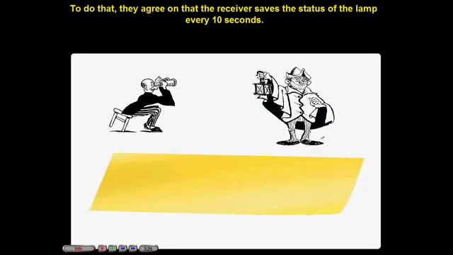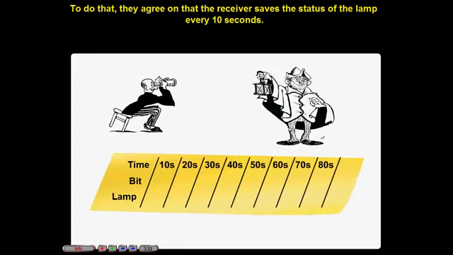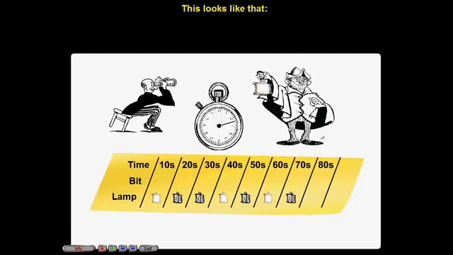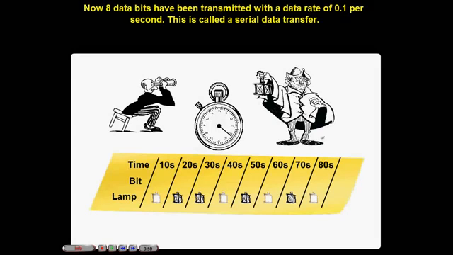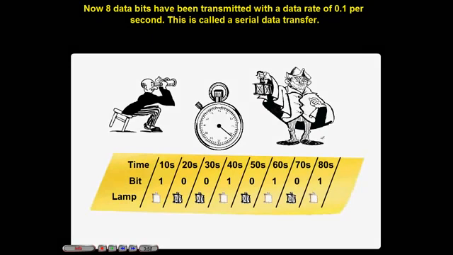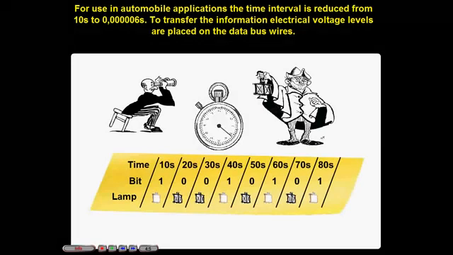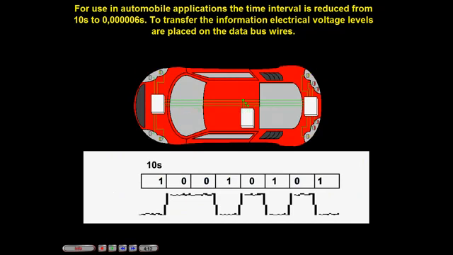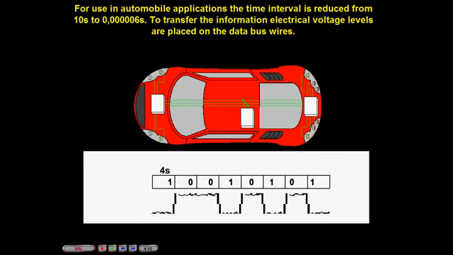To do that, they agree that the receiver saves the status of the lamp every 10 seconds. This looks like that. Now 8 data bits have been transmitted with a data rate of 0.1 per second. This is called a serial data transfer. For use in automobile applications, the time interval is reduced from 10 seconds to 6 microseconds. To transfer the information, electrical voltage levels are placed on the data bus wire.